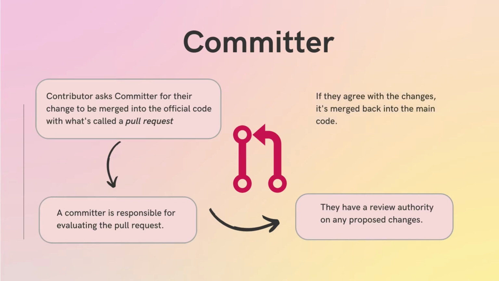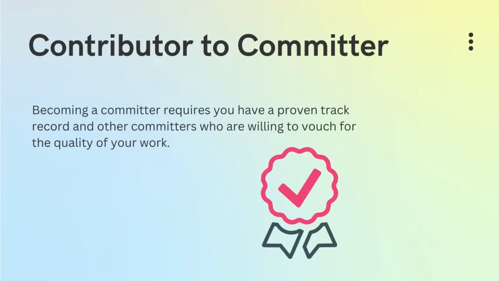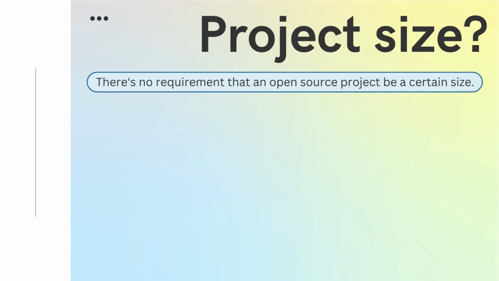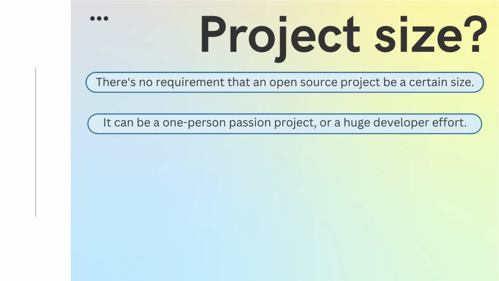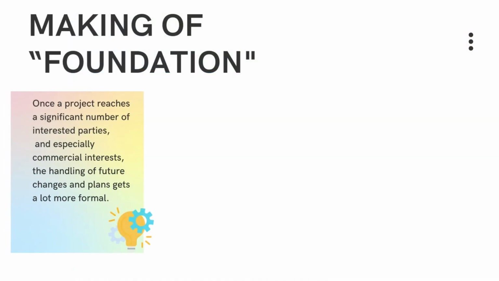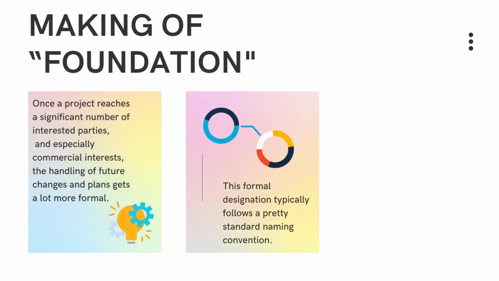Becoming a committer requires you have a proven track record and other committers who are willing to vouch for the quality of your work. It is worth mentioning here that there is no requirement that an open source project be a certain size. It can be a one person passion project or a huge developer effort. It can be a tool a developer created to solve his own problem and thought that other devs might find useful, to medium sized projects such as Homebrew or Node-RED, where a few companies or individuals are invested. In fact, once a project reaches a significant number of interested parties and especially commercial interest, the handling of future changes and plans gets a lot more formal.